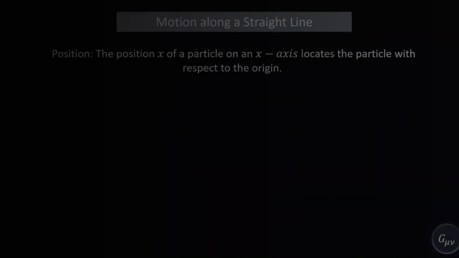This episode is a recap video of some of the main ideas that you encounter in the chapter Motion Along a Straight Line. So let's begin. The very first idea is that of position.